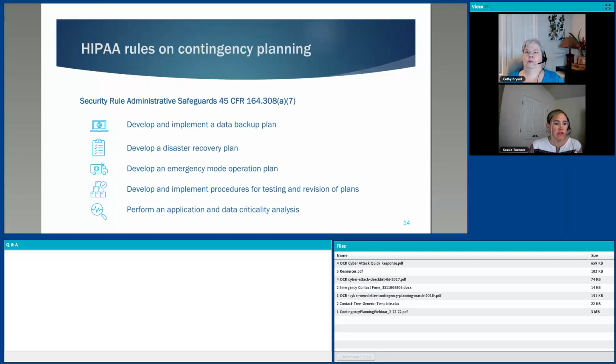So the HIPAA rules on contingency planning are outlined in the Safeguards 45 here that we note for you, and these are just some of the things that they are asking of you in the security rule when you are developing your plan. You're to develop and implement a data backup plan, also a disaster recovery plan, an emergency mode operation plan, and a procedure for testing and revision of plans. And then you're also to perform an application and data criticality analysis to meet all of the rules of the safeguards in that security rule. And you can just copy and paste that rule if you want to look at it in more depth and see more information on those rules.